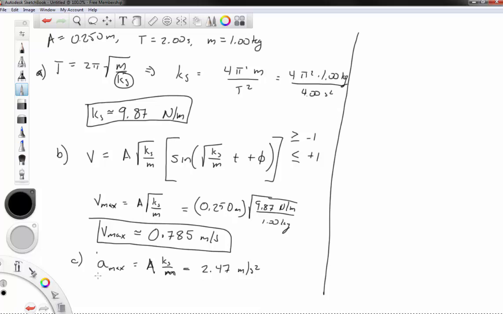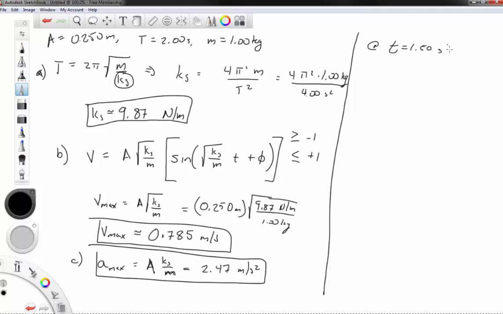Okay, so then last but not least, there is the question of where is the spring and what is it doing at time t equals 1.5. Well, there's basically two ways that we can go about doing this. One is the physically intuitive way, and the other is the grind it out with math way. The grind it out with math way works just fine.